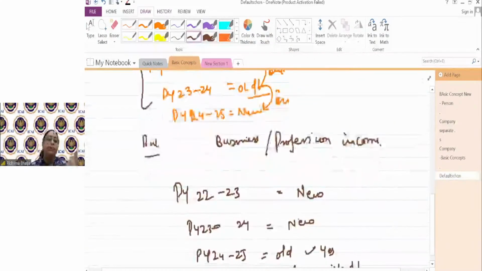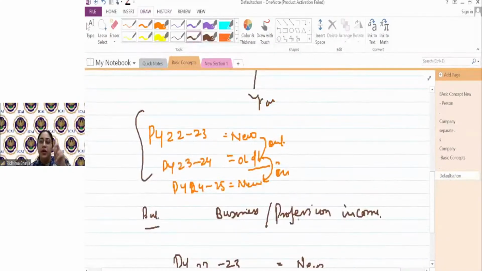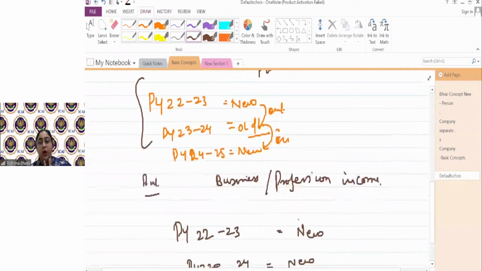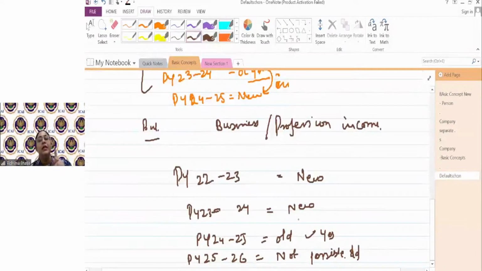Then whether to choose new or old, one scheme would be applicable for one year. You can shift from new to old to new every year if you want. But if you have a business income, then you have to choose. Once the new scheme is applicable to you by default, and then you choose to go to the old scheme, you cannot come back to the new scheme as long as you have business income. Is it clear? Now let's move.